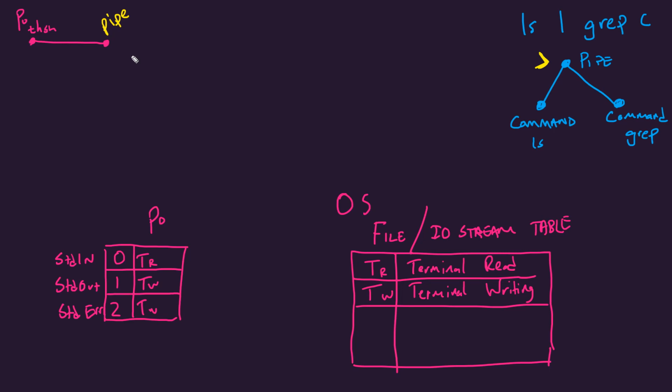Well, when we call pipe, the operating system sets up a couple of new entries in its file table. We have a pipe read end. Each time we call this, there would be a unique pipe read end set up, separate from any other pipes. So this is our pipe read. And we're also going to have a pipe write that gets set up as a part of this.